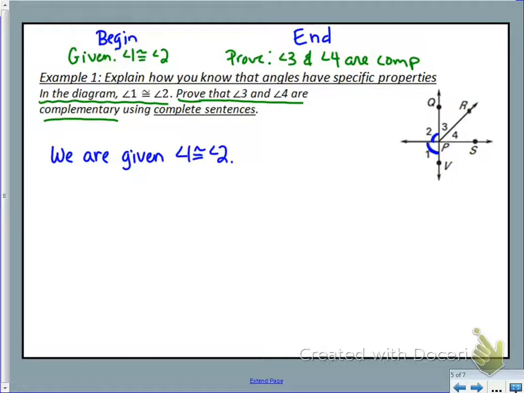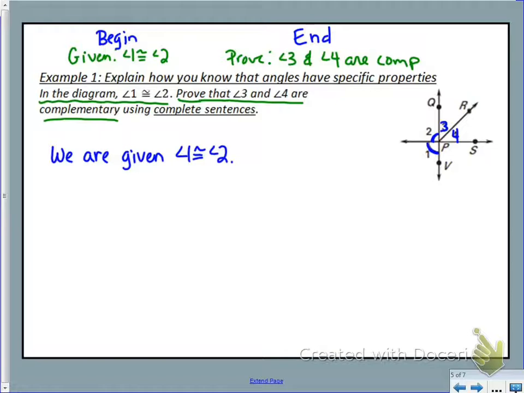Now if you notice, we're trying to have the ultimate goal of showing that angle 3 and angle 4 are complementary. So really, we're going to have to show that angle QPS is a right angle. So that's our goal. So let's think about how we can use angle 1 and angle 2 to do that.